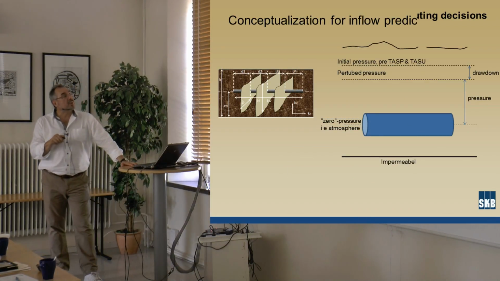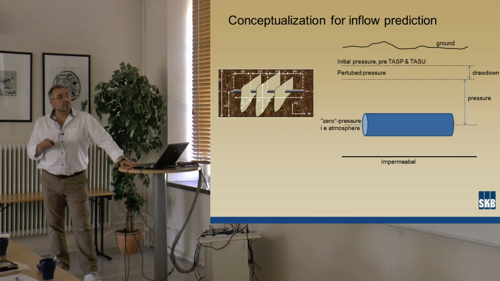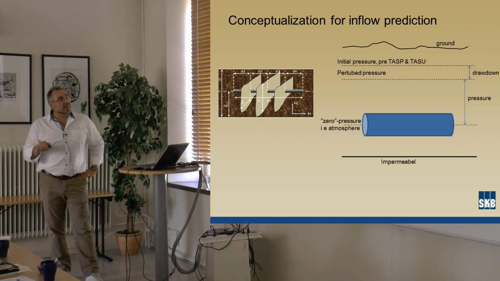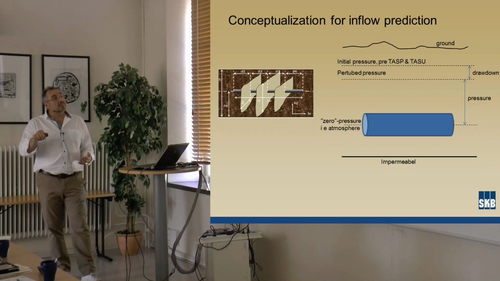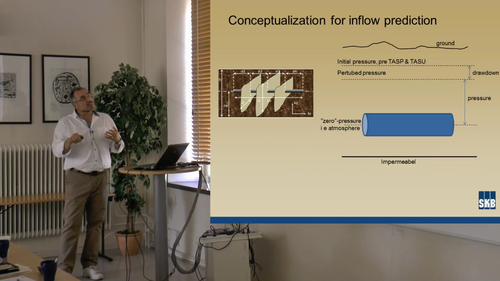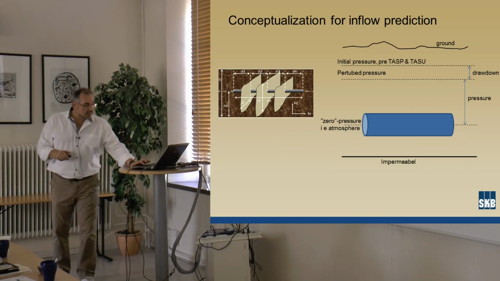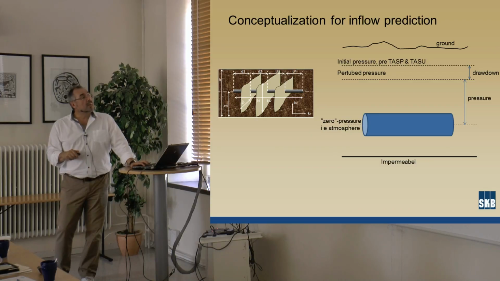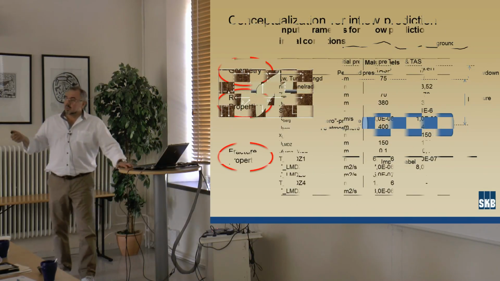So the conceptualization for the modeling was that we have a tunnel here, which has a 0 atmospheric pressure. We have an impermeable base. We have a certain initial groundwater level or pressure level. Okay, when we introduce the tunnel, we have a drain and the pressure goes down. So with this as an input, we put in these fractures at certain distances, geometrically, basically as I showed you before. And then we started to do the calculations.